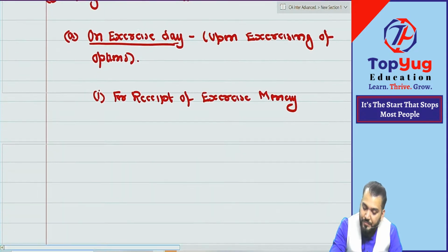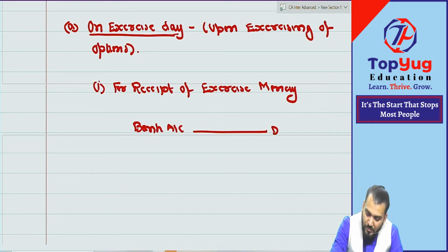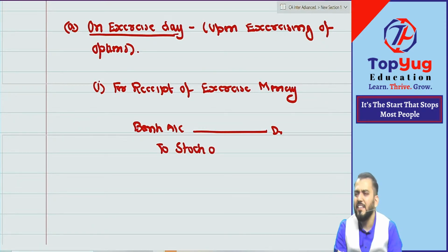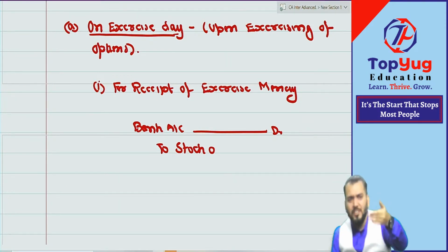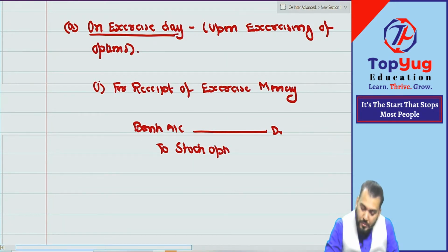What journal entry? Bank account debit. First we accumulate in which account? It is just like share application account. You have done an application. First we accumulate all amount received in application account, then we transfer it to capital account. So stock option outstanding account.